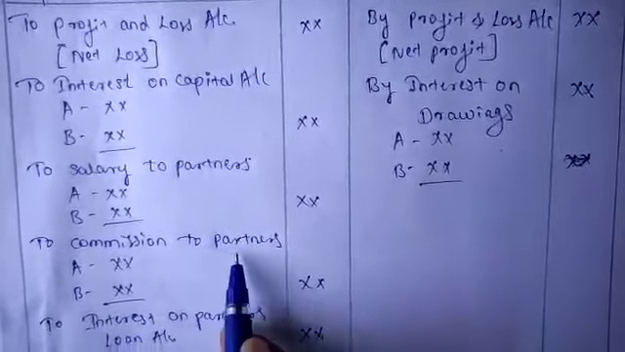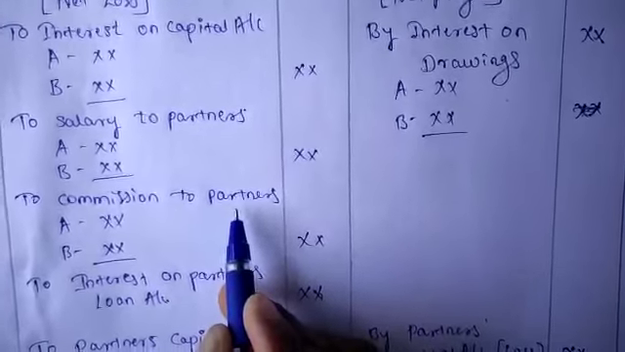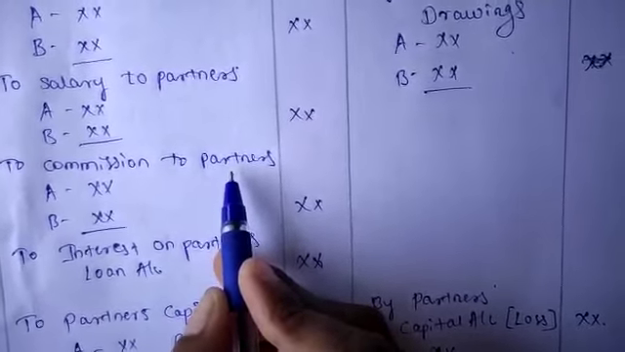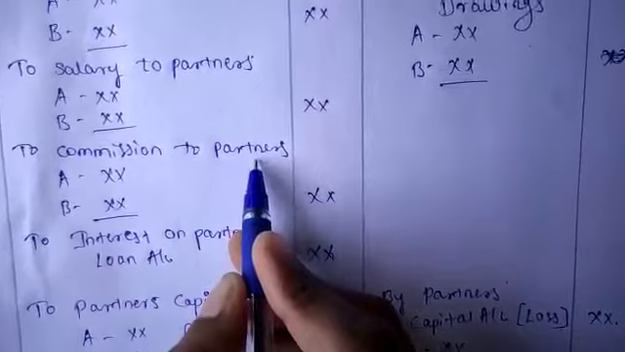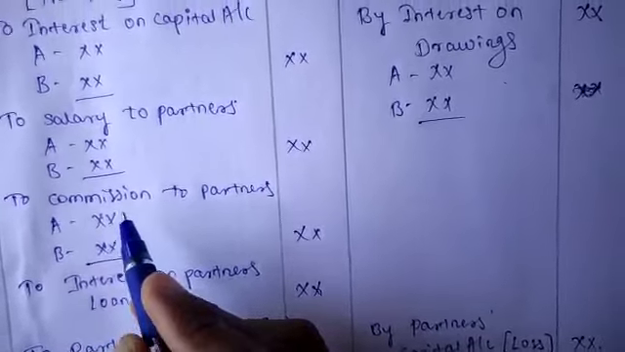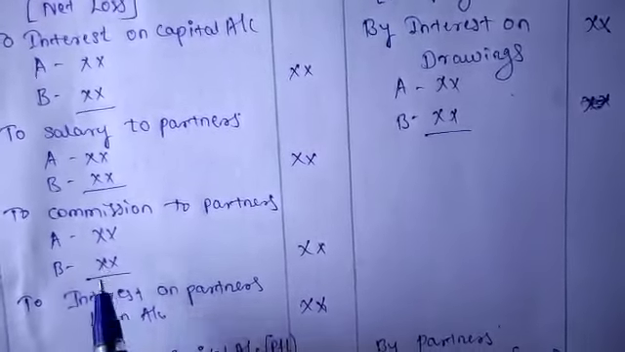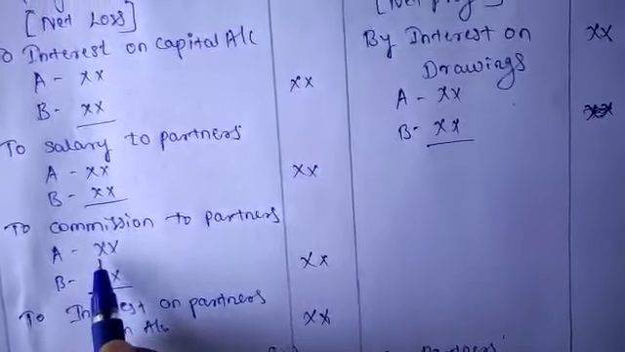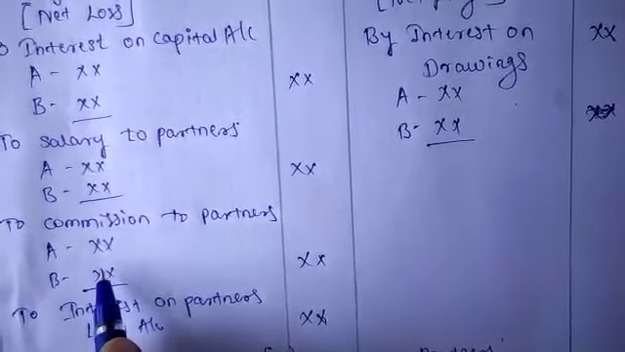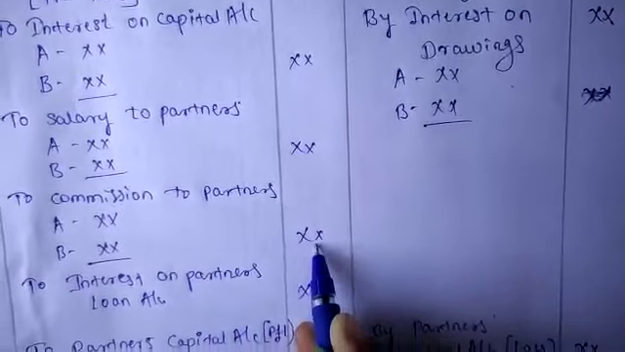Next one, commission to the partner. Commission means that for any extra work, the firm gives a commission or brokerage to the partner. So that is called commission to partner. Here also we have taken two partners' commission. If in the problem only one partner's commission is given, then we take only one partner's commission. Here, only for example, two partners' commission is taken. So total the commission of the partners and put it in the outer column.